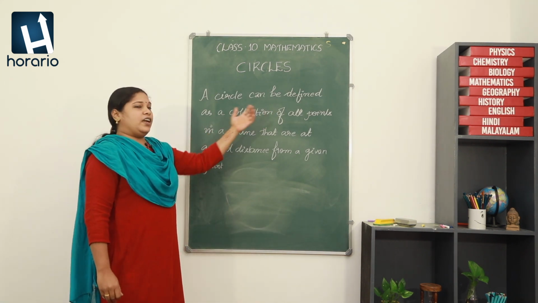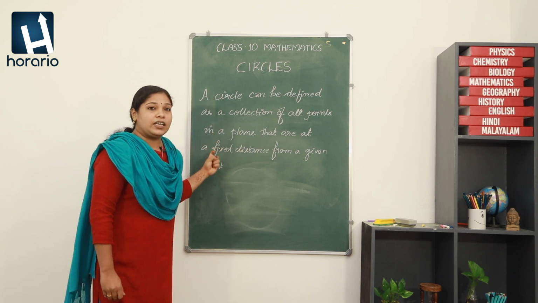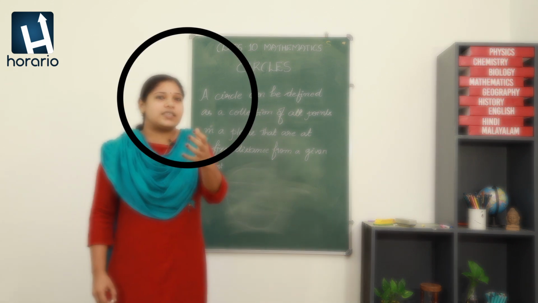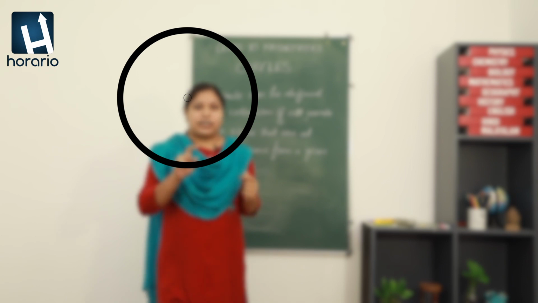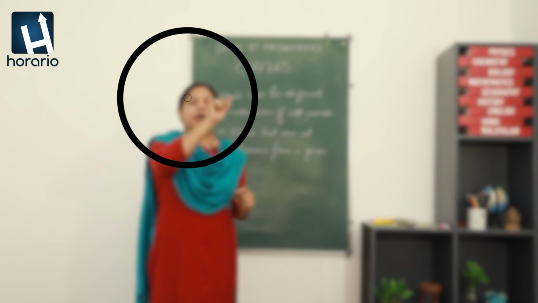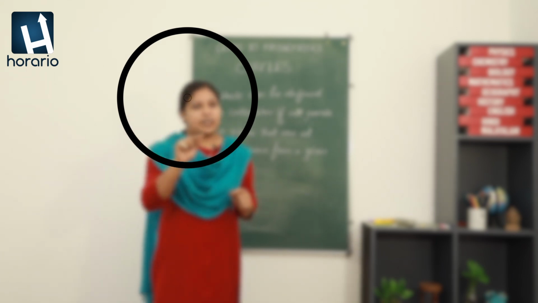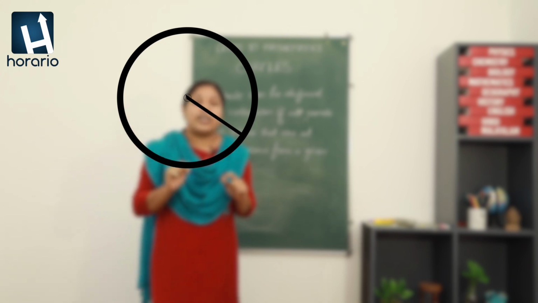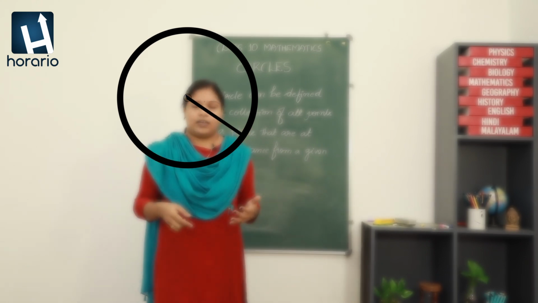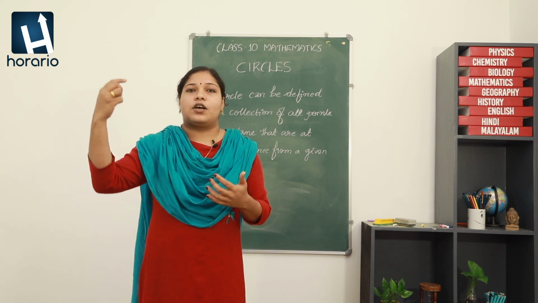A circle can be defined as a collection of all points in a plane that are at a fixed distance from a given point. This given point is called the center of a circle, and we are collecting all points from a plane that are at a fixed distance from this given point, and this fixed distance is called the radius of the circle. So the fixed point is called the center and the fixed distance is called the radius.